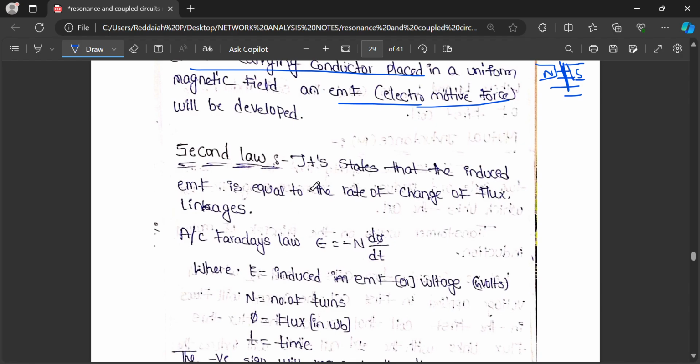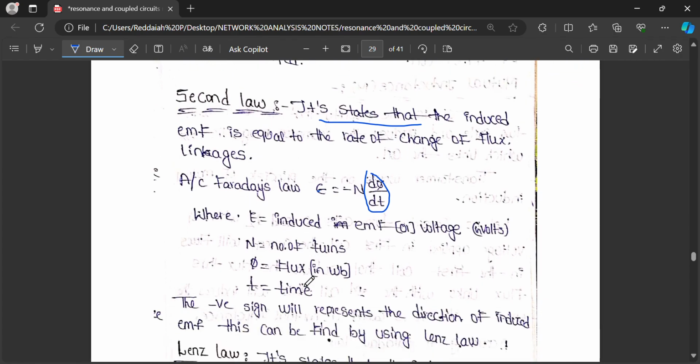Define Faraday's second law. The EMF induced in a conductor is proportional to the rate of change of flux linkages. Phi is the magnetic flux. How much the flux is changing determines the magnitude of the induced EMF: E equal to minus n d phi by dt, where n is the number of turns, phi is the flux in Weber, and t is the time. The minus sign is according to Lenz's law. This is Faraday's second law.